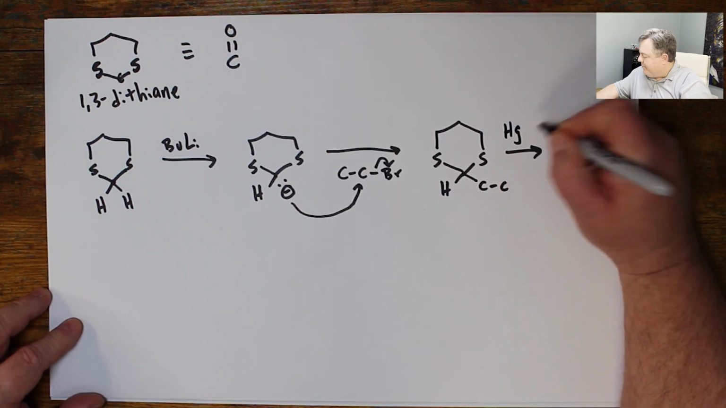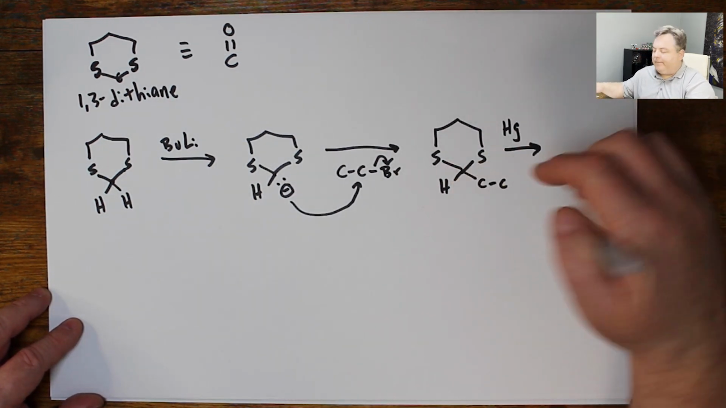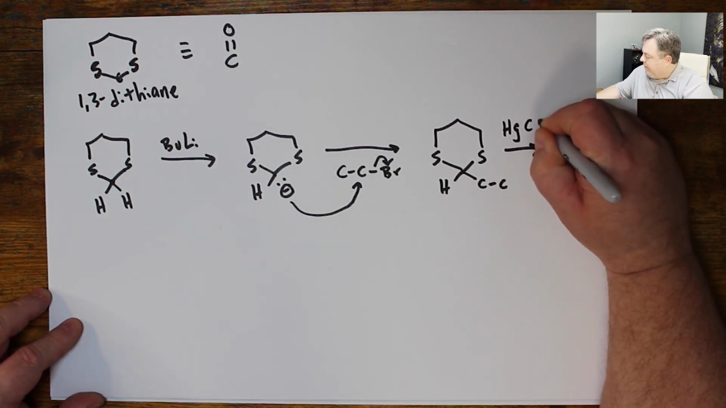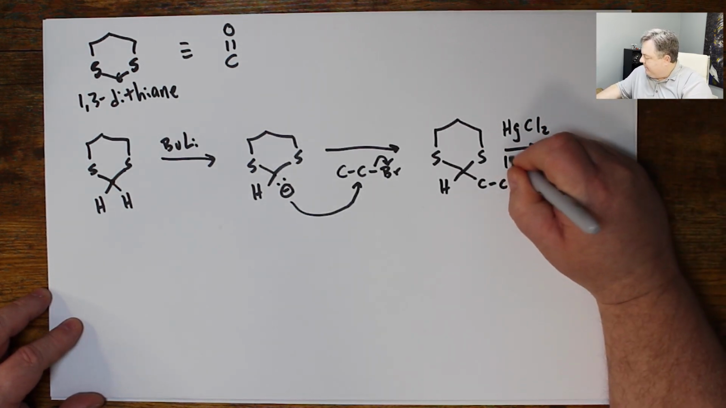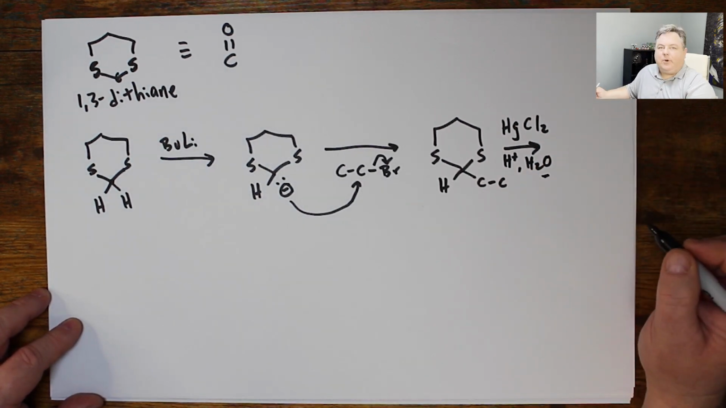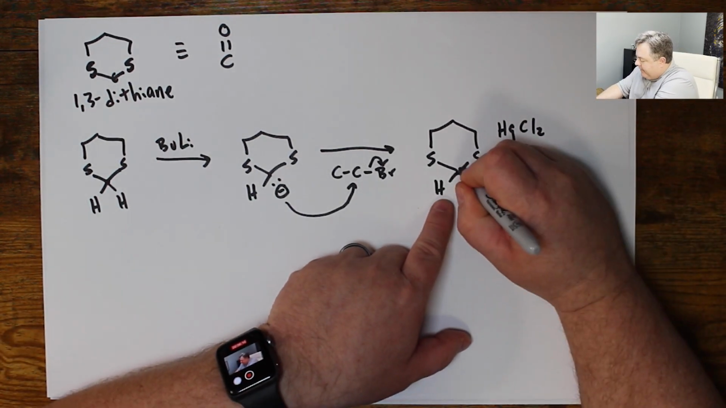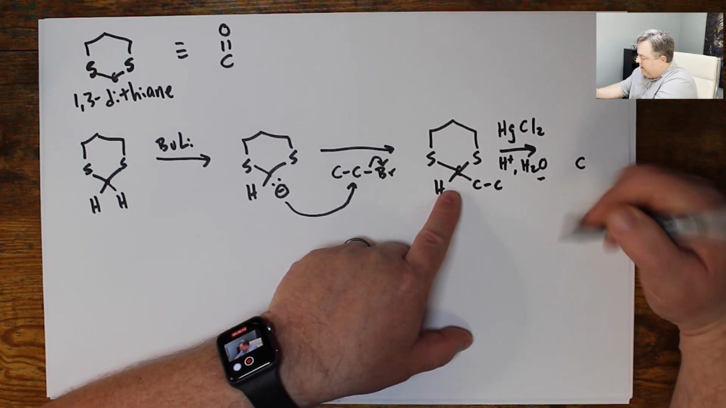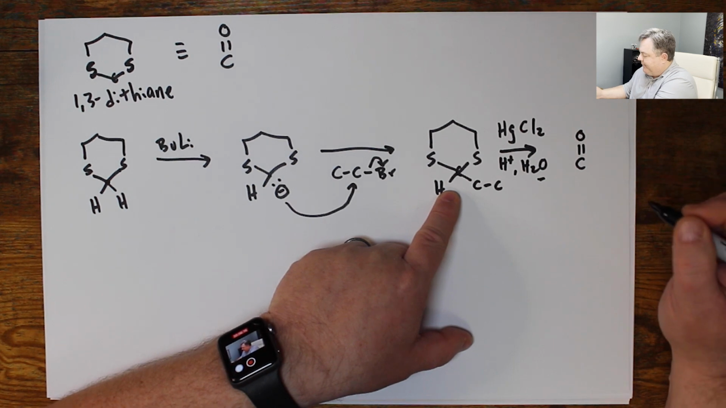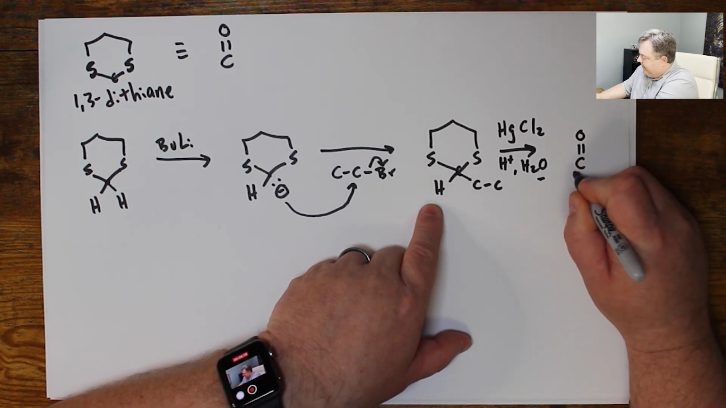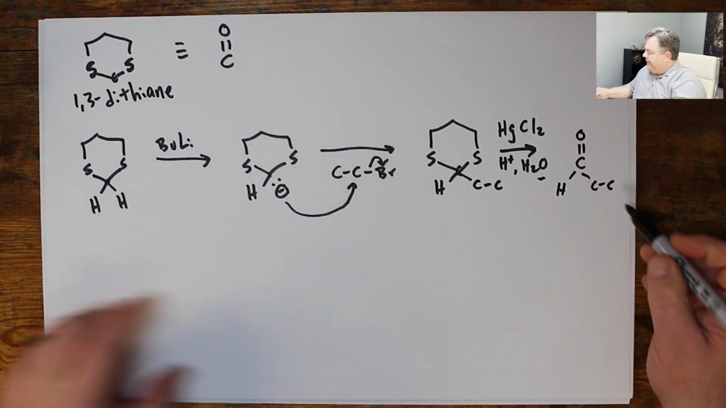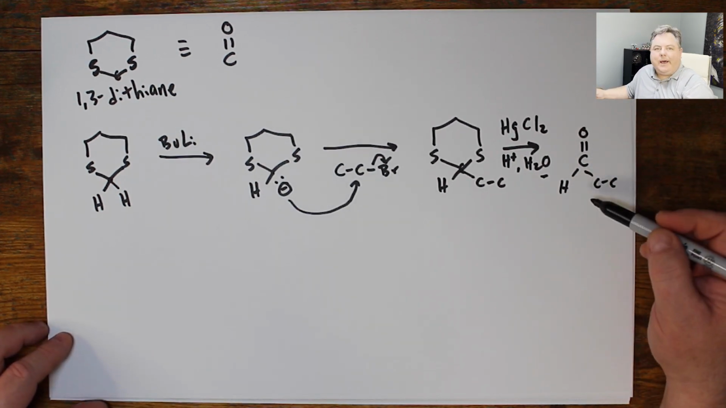using a mercury compound. Mercury loves these sulfurs, so especially mercury 2+. So you can use mercuric chloride, some acid and water in there. This is where the oxygen atoms will come from. And this carbon right here that was bonded to 2 sulfurs is now bonded twice to an oxygen. And this hydrogen is still on there, and this ethyl is on the other side. So I've made propionaldehyde, propanal.